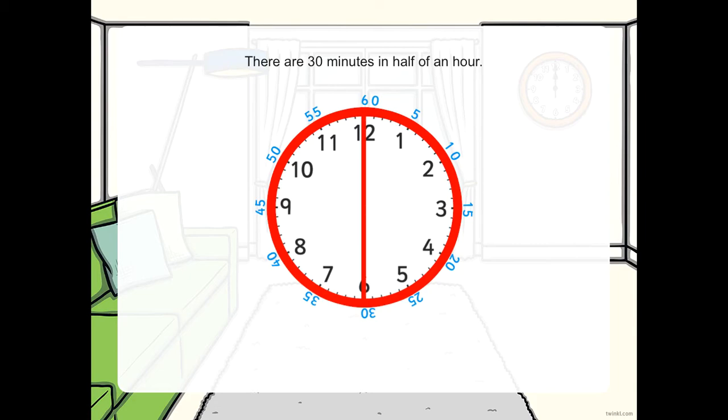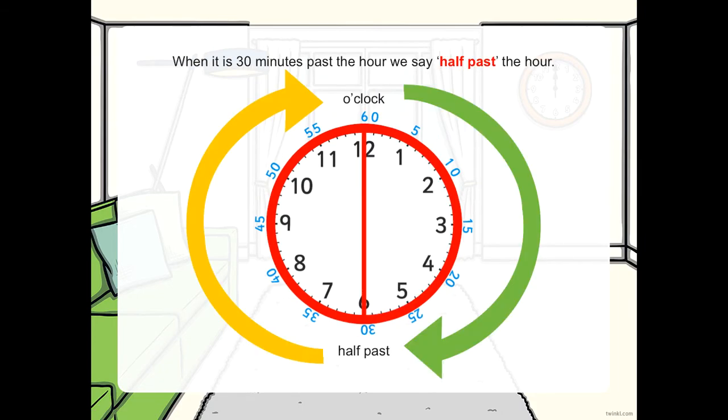There are 30 minutes in half of an hour. When the minute hand moves halfway around the clock face, we call it half past. That means the minute hand will be pointing to the 6. When the minute hand points to the 12, it's o'clock. When it points to the 6, it's half past.